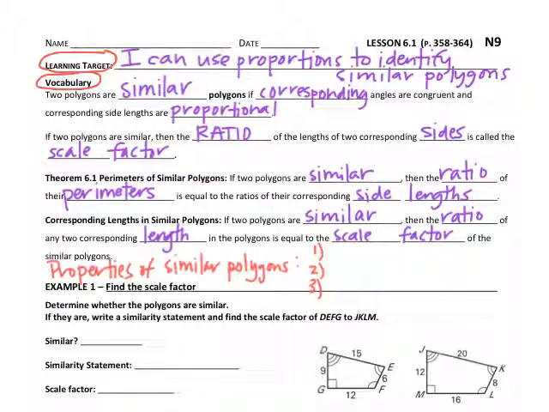Two polygons are similar polygons if corresponding angles are congruent. So the angles themselves have to be congruent, and the corresponding side lengths are proportional. Proportional means that they have a different length, but they have the same scale factor, and we're going to talk about that in just a moment. If two polygons are similar, then the ratio of the lengths of two corresponding sides is called the scale factor. And another word for ratio is fraction. So if we're looking at the ratio, we're looking at the fraction of smallest side to biggest side, and they would have to be the same on all of the corresponding sides.